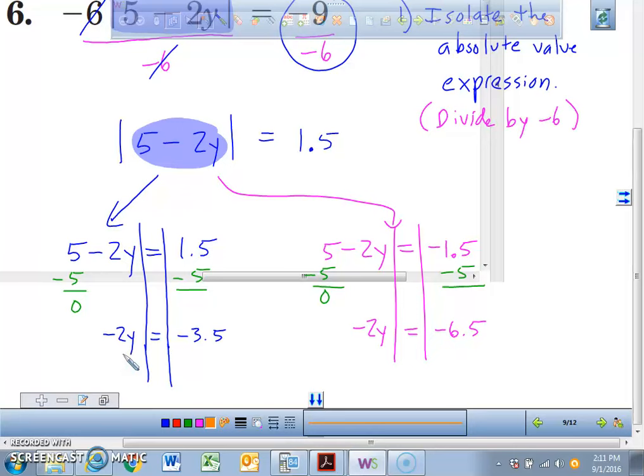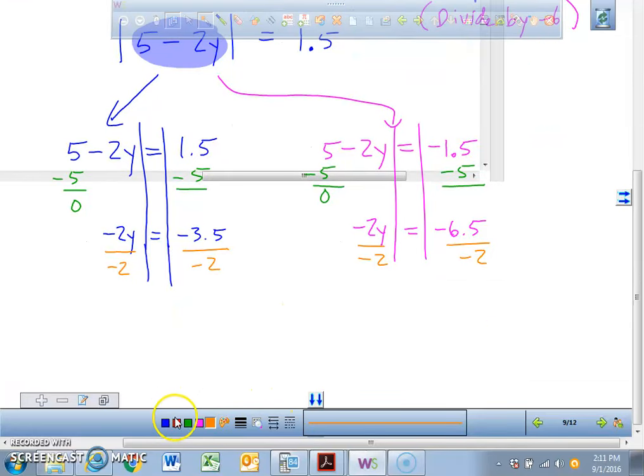If it says negative 2y equals a negative 3.5, all we have to do, my board is resetting. Oh, here we go. It's working. Divide and divide and divide and divide everything that you see by a negative 2. And you have two answers.